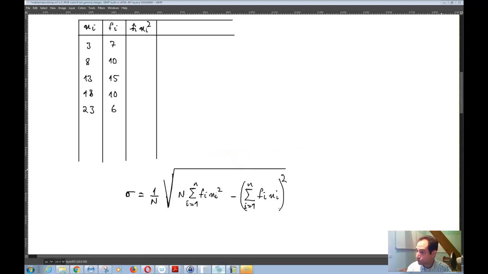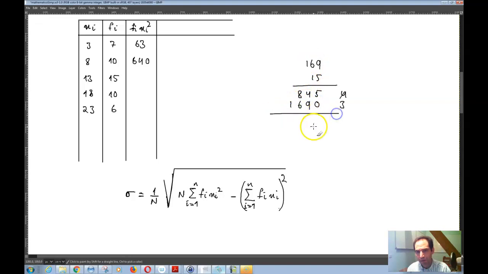7 times 9 is equal to 63. 8 times 8 is equal to 64, that's 640. 13 squared is equal to 169. So 169 times 15 is equal to what? That is 2535.